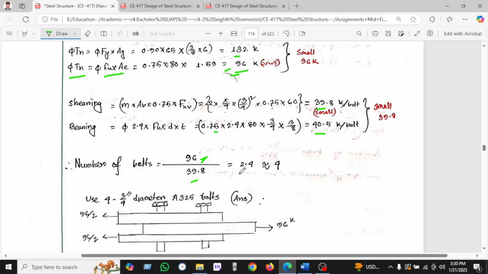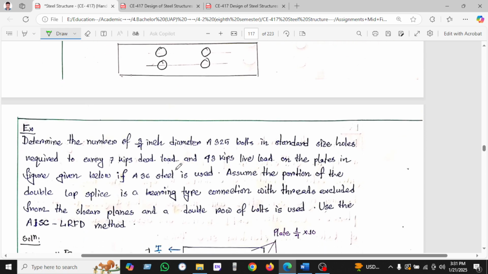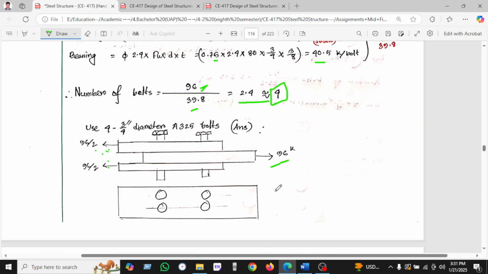So we found 2.4, and we take the larger value, which is 4 bolts needed. So use 4 3/4 inch diameter A325 bolts. We have used 4 bolts here, taking 96. So 96 will be divided between the two plates, which is 96 by 2, 96 by 2, and the 4 bolts we have been using. So this is our answer.